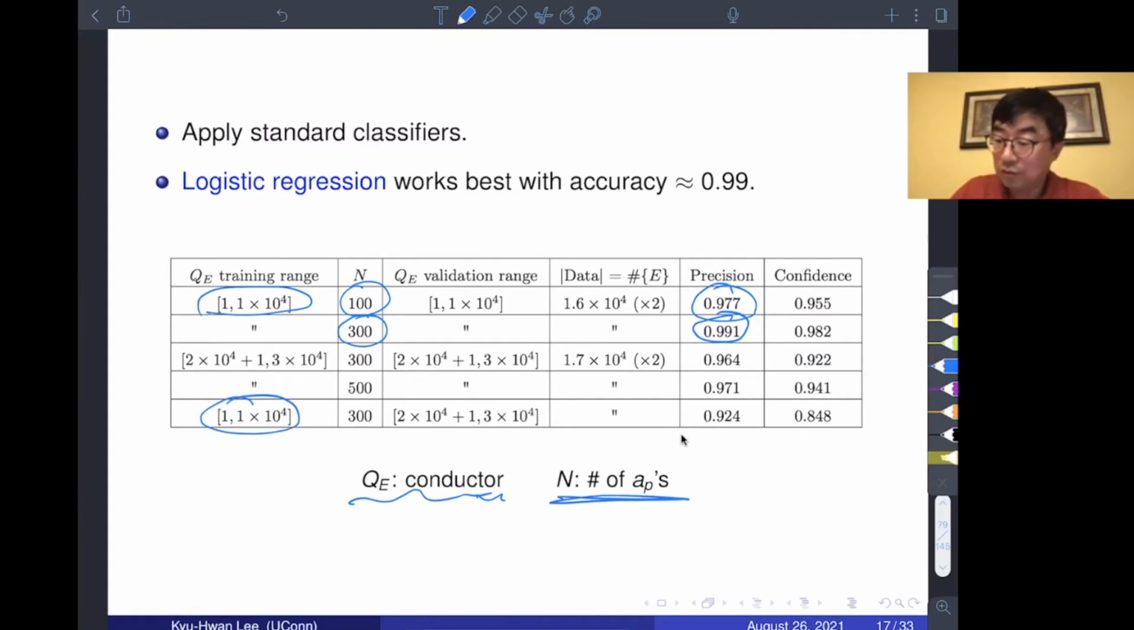And then we use the same classifier we obtained here and apply it to a higher conductor range, and still the precision was good. If you use this, then again we got high precisions. So clearly, this summary shows that this logistic regression has the information for telling the rank of an elliptic curve, I mean, for 0 and 1.